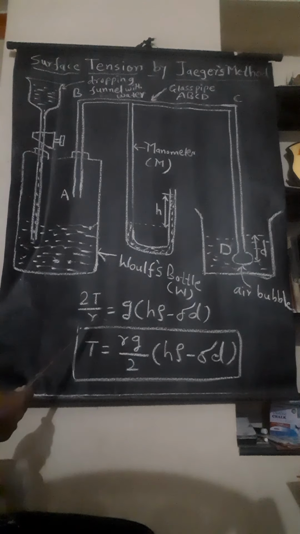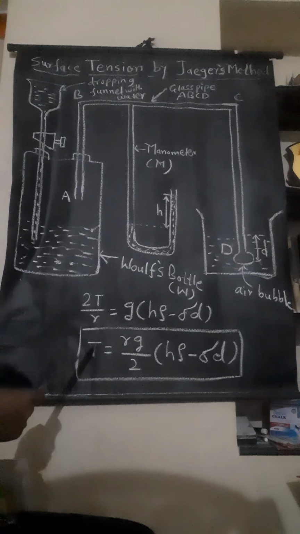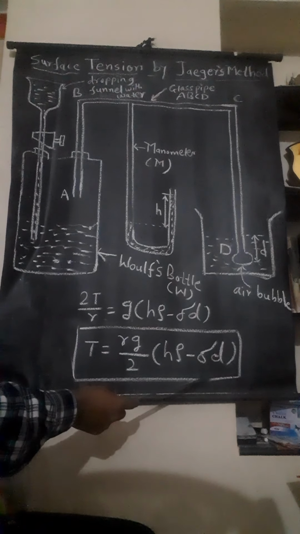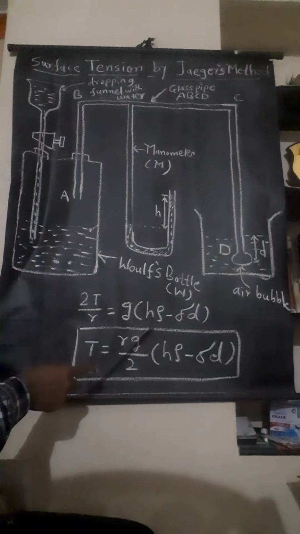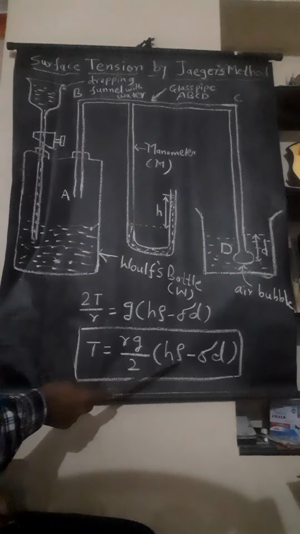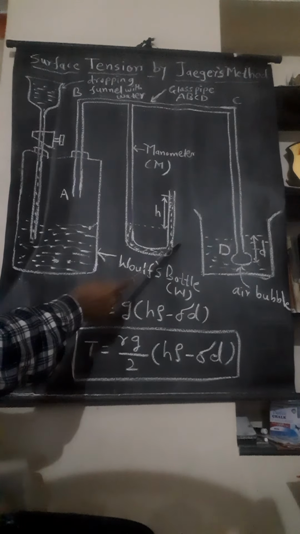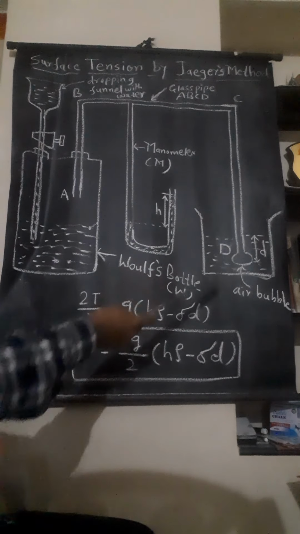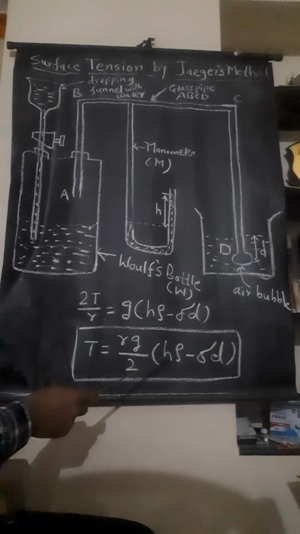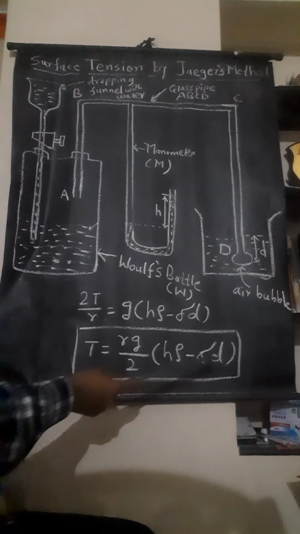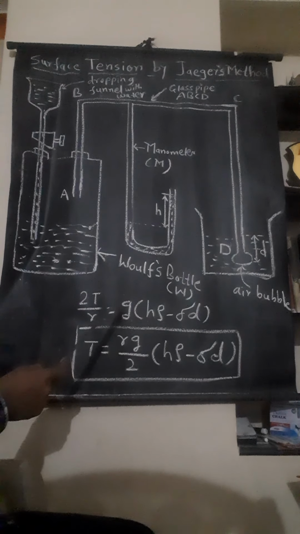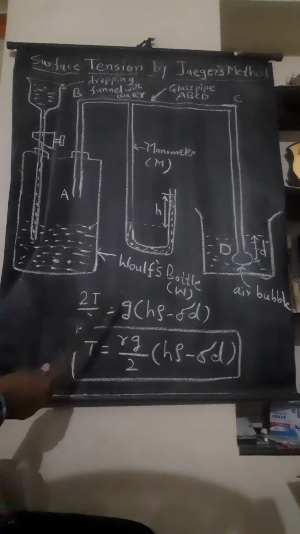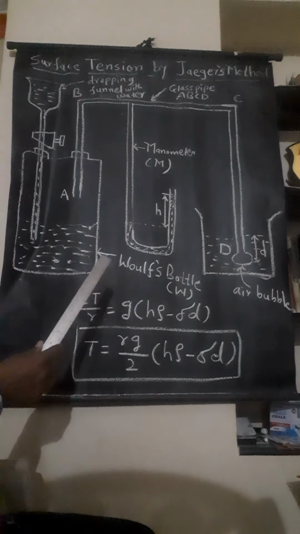So by rearranging this equation, taking the R to the right hand side, T equals Rg by 2 into H rho minus sigma d. By knowing the values of H, d and R, where H is the difference between the two arms of this manometer and d is the depth of this capillary below the liquid, we can determine the surface tension of the given liquid by using Jaeger's method. So this is the simple method to determine surface tension.